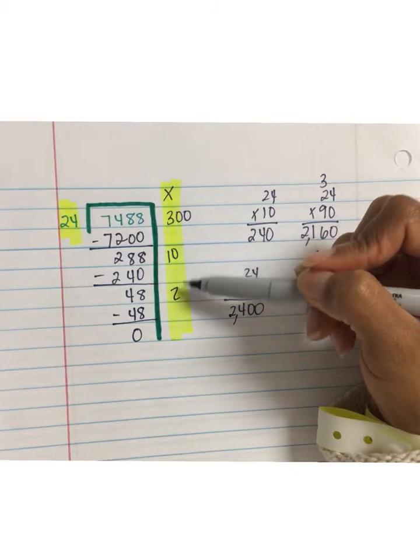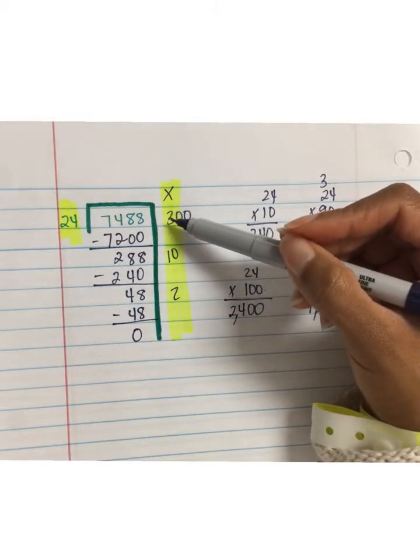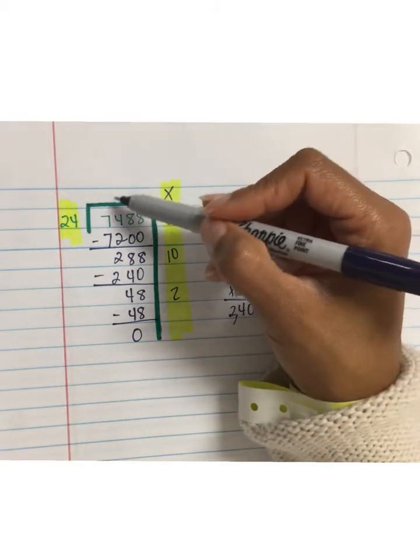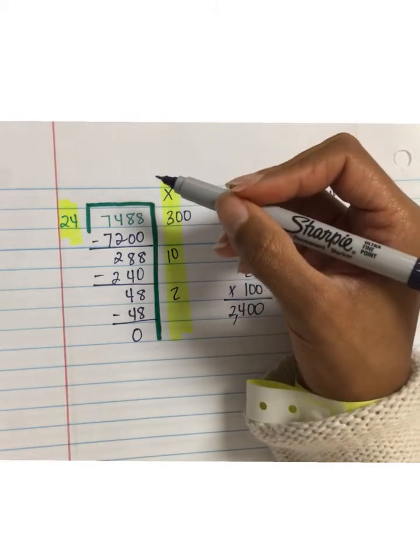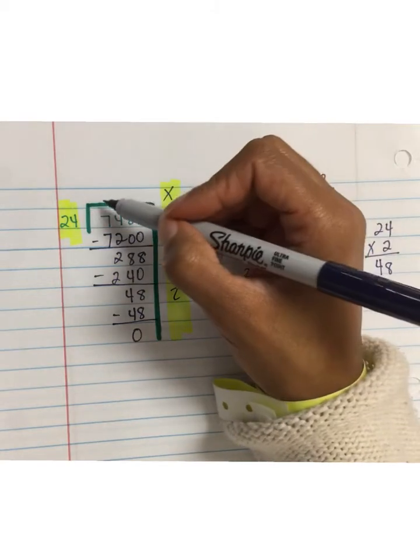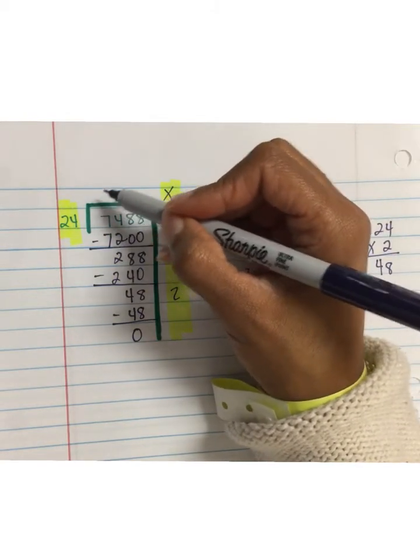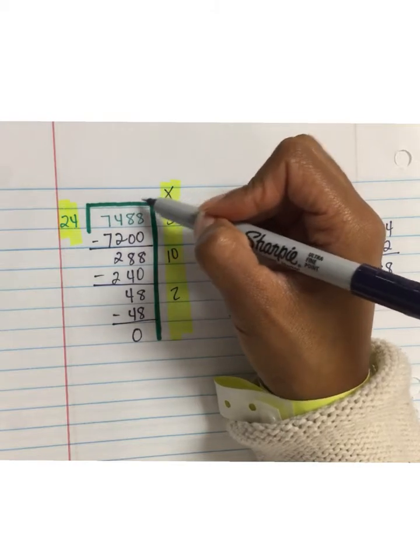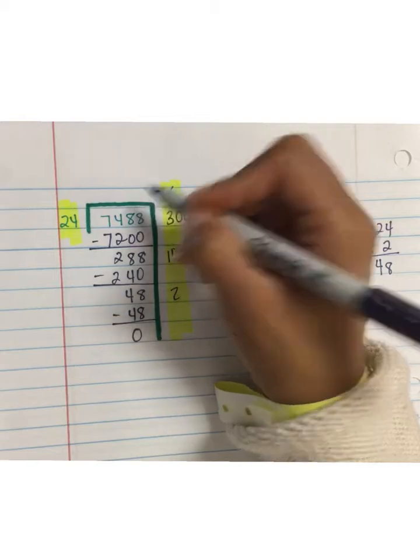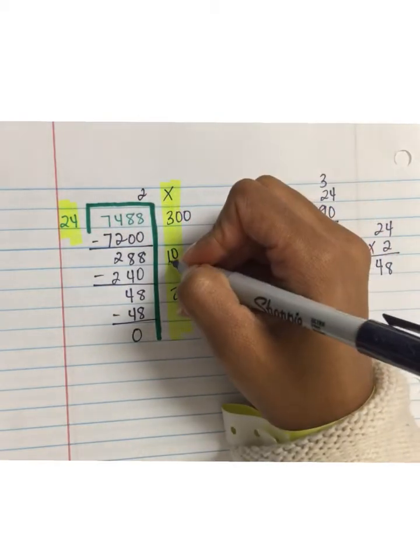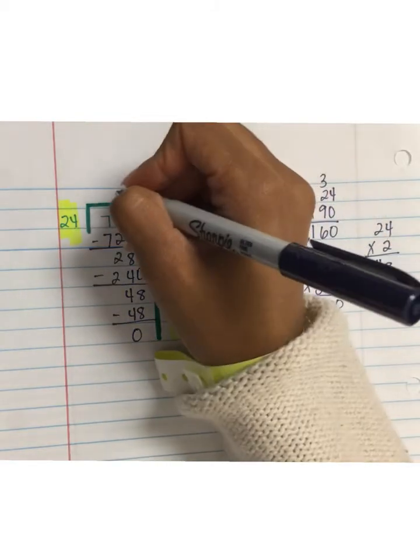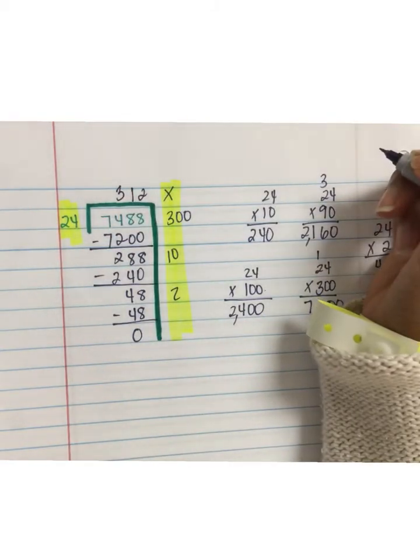So when I add these numbers that are highlighted, I get 312. And I need to make sure that when I go up here to the quotient, I write it in the correct place value. So I cannot write the 3 on top of the 7 because that would be 3,000. And I don't want 3,000. So I need to put the 2 on top of this 8, the 1 on top of the 8 for the tenths, and a 3 on top of the 4 for the hundredths.